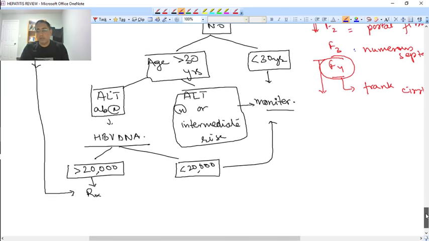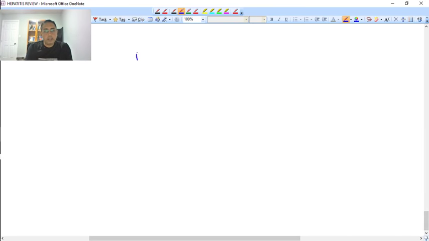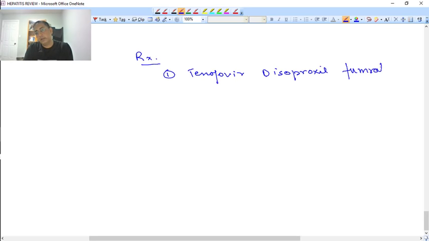Next is, what are the treatment modalities, or how do we take up the treatment of these patients? If you talk about the treatment modalities, how do we treat in case of hepatitis B? The drugs which are used, first is TDF, tenofovir disoproxil fumarate. It is given at the dose of 300 milligram OD, single dose.